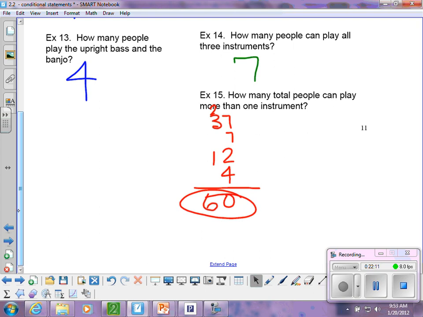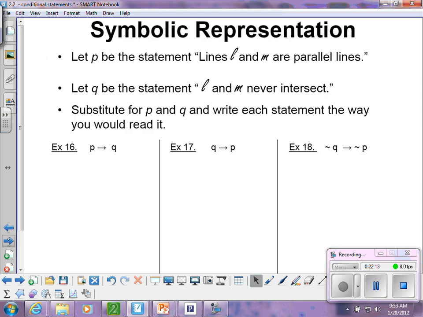Okay? All right, and last one. We're actually going to do whatever the symbols tell us to do, right? So what does this symbol mean? For example, 16. What am I going to write? The conditional, right? What does this one mean?